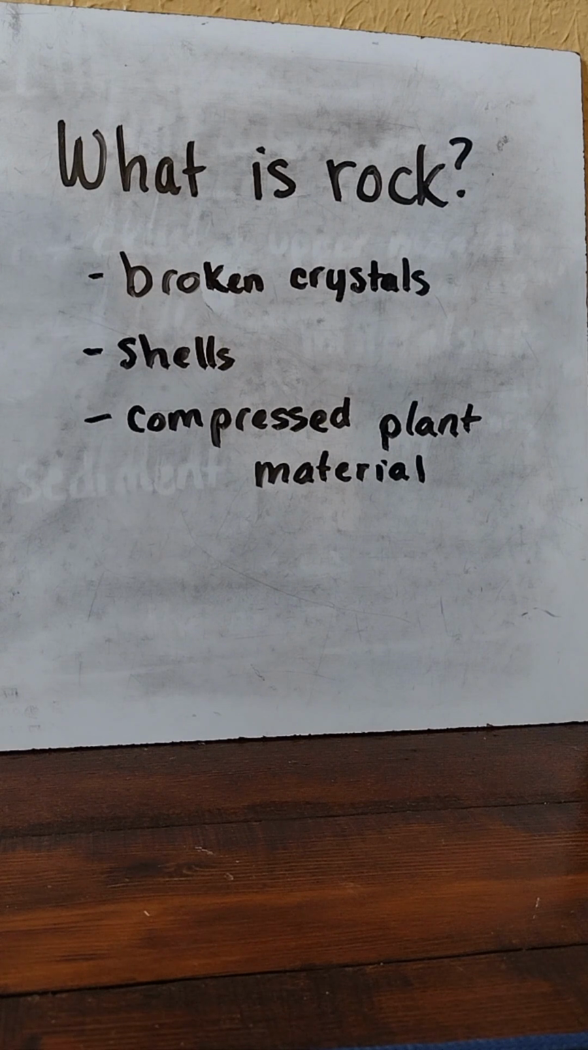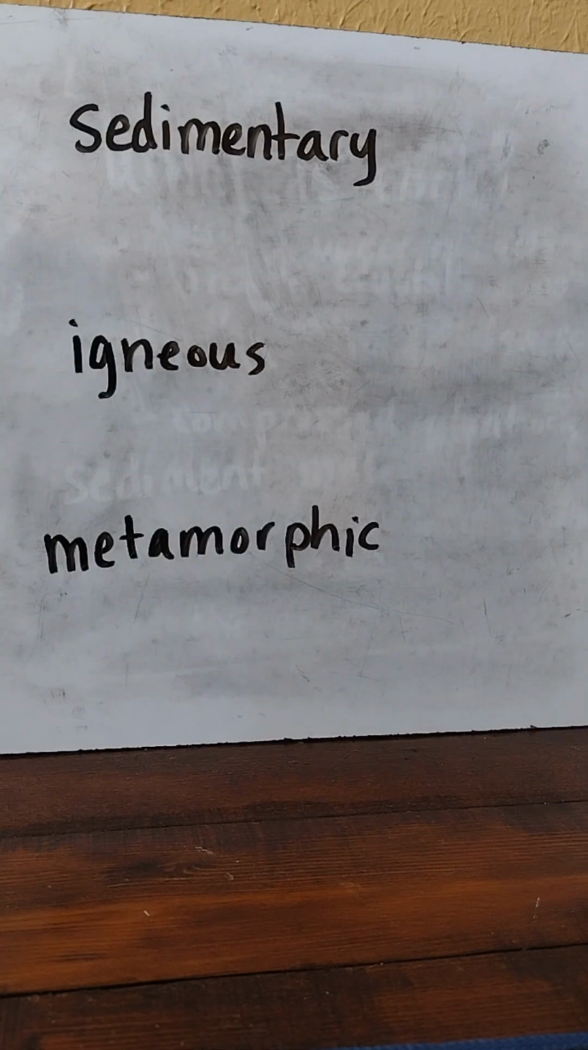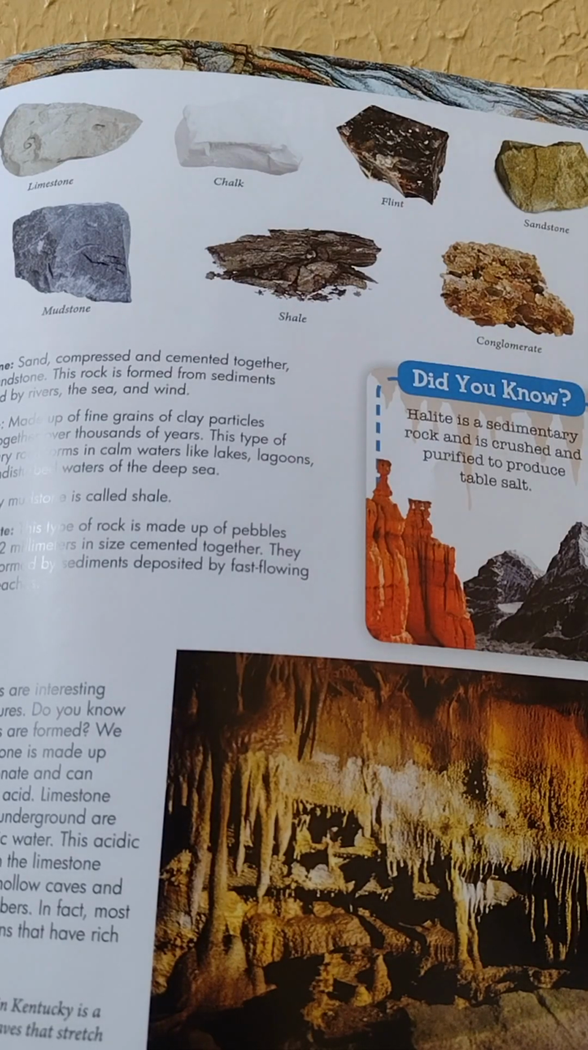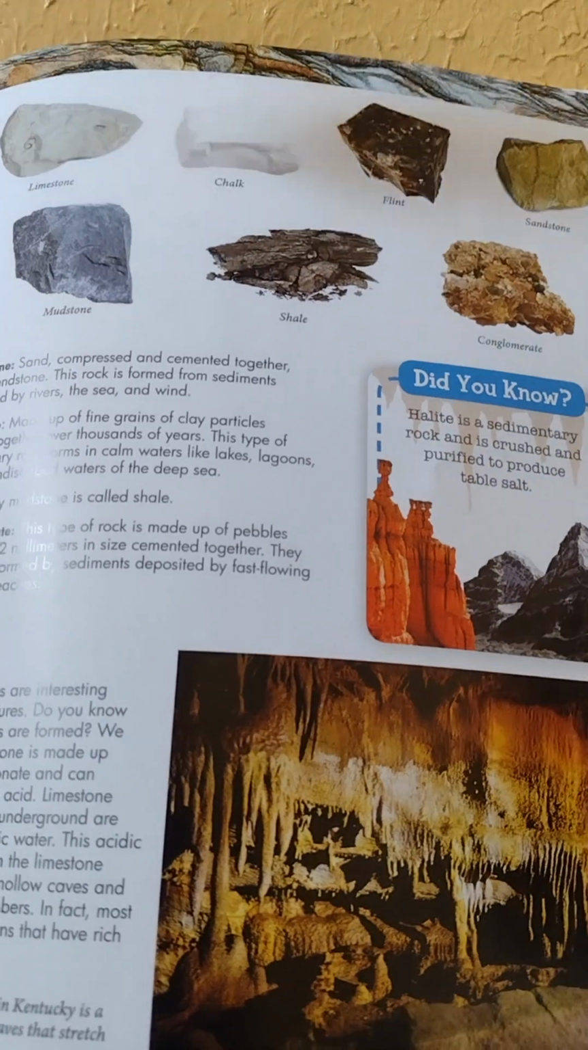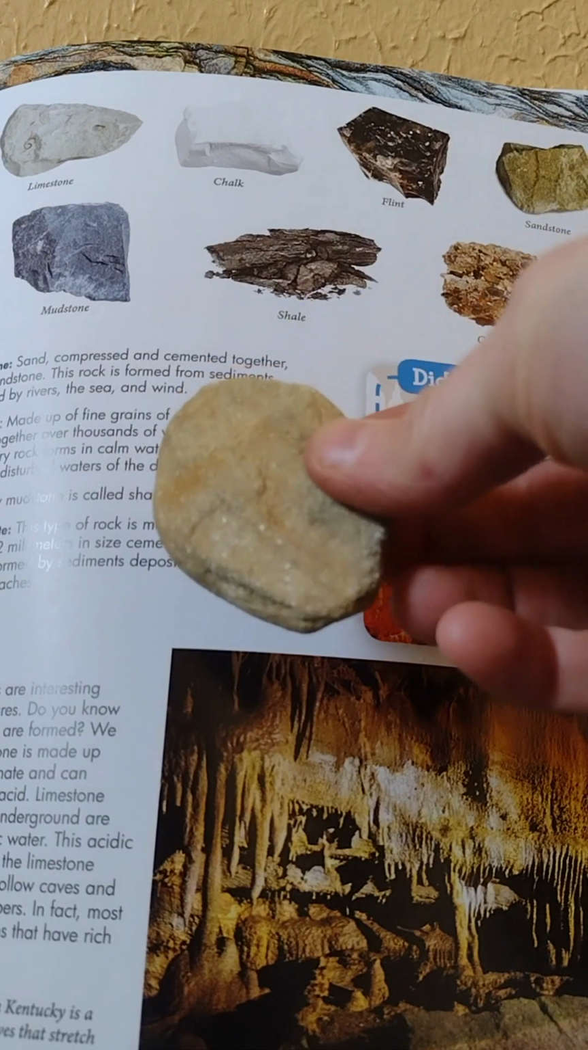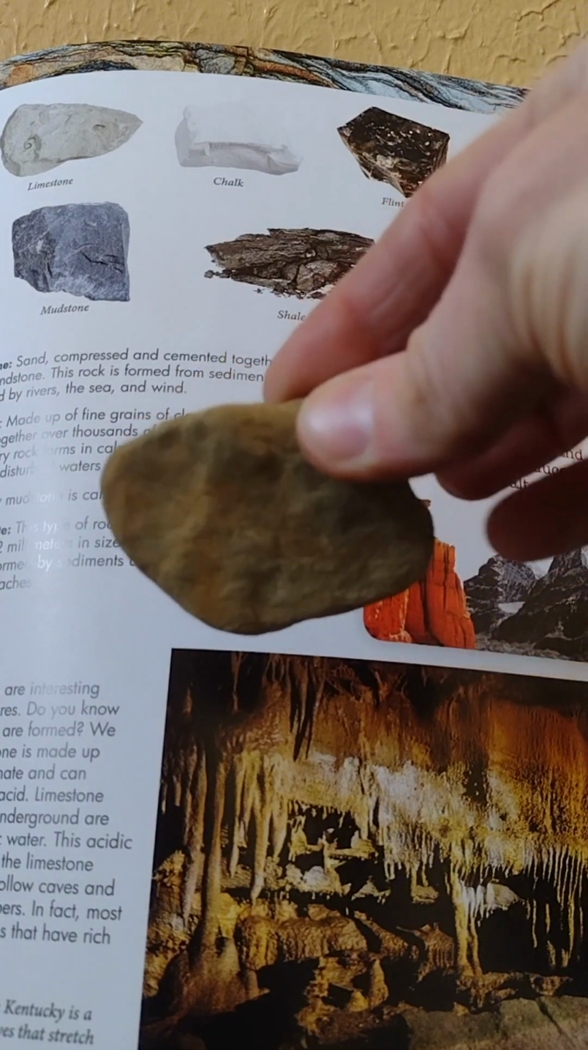You guys remember what the three major groups of rocks are based on how they form? We have sedimentary rock, we have igneous rock, and we have metamorphic rock. So sedimentary rock is compressed sediment, so compressed sand or mud, and it's cemented together with minerals. This is going to be something like sandstone. If you grab a book about rocks, you'll be able to find pictures of sedimentary rocks. So we have limestone up here, which I'm kind of thinking that's what this is, but this is a sedimentary rock.